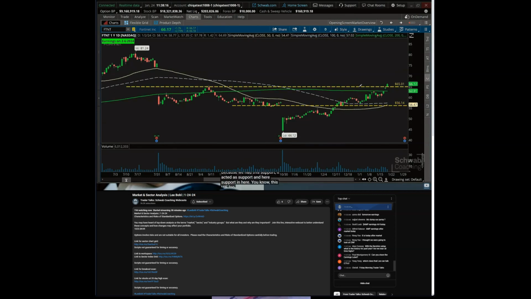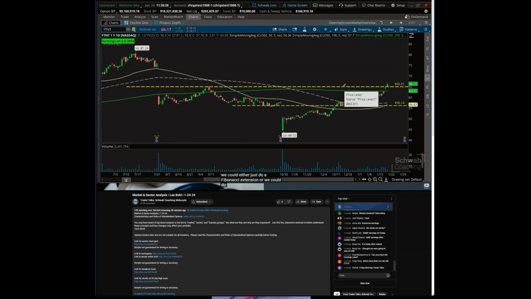So if you use this as a range, we could do those same target setting situations. Okay. So we could either just do a Fibonacci extension or we could just do the width of the range. And again, earnings on this one, 2.6. All right. So we have a little time. Since maybe this one will play catch up, you never know. How might we trade this one? Well, let's see where the range would take us.